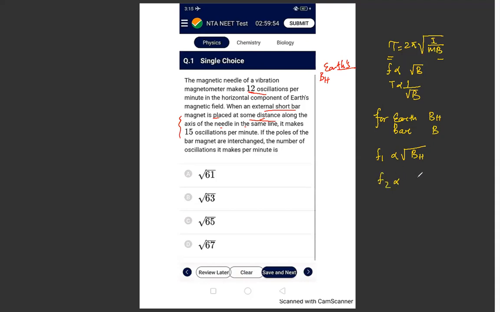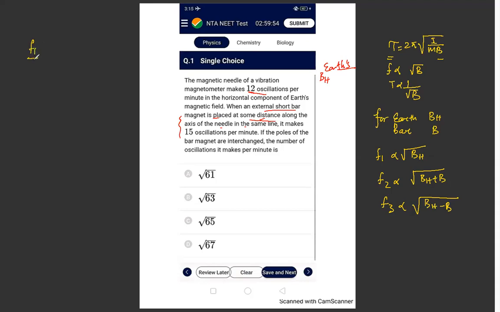In the second condition, when they are both in the same direction, the frequency is proportional to the square root of BH plus B. And in the third condition, when the polarity is changed, it is BH minus B. Let's go to the cases. So this is F1 and this is F2. Our F1 and F2 are given.